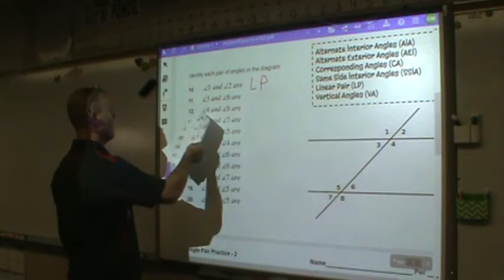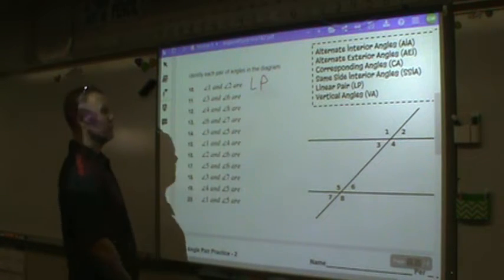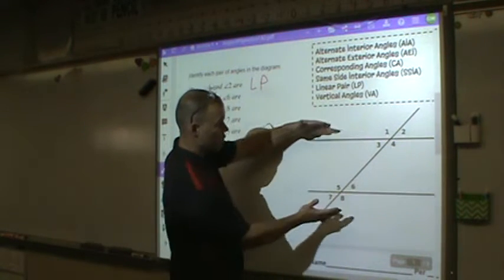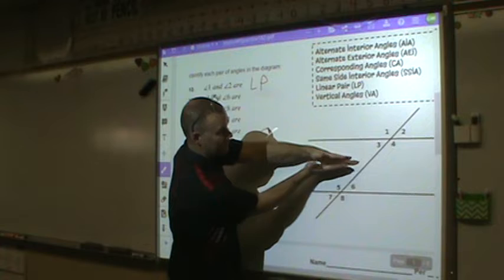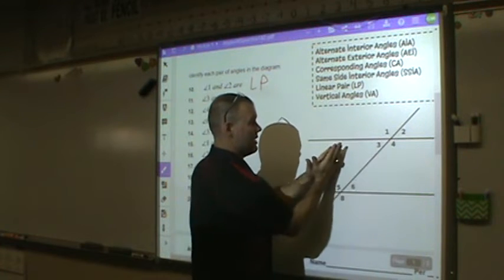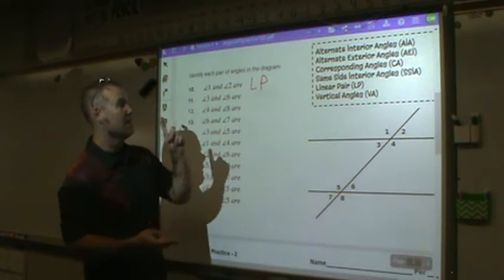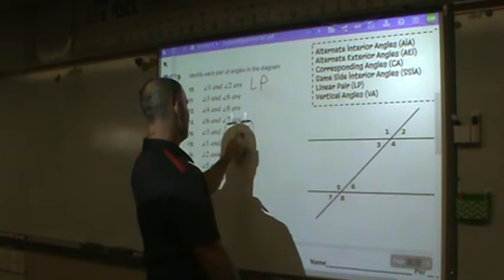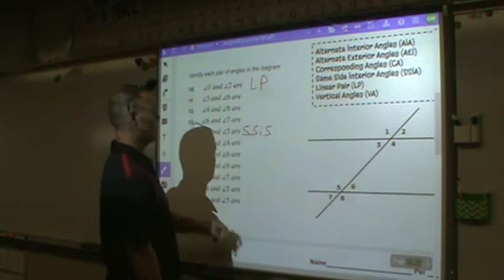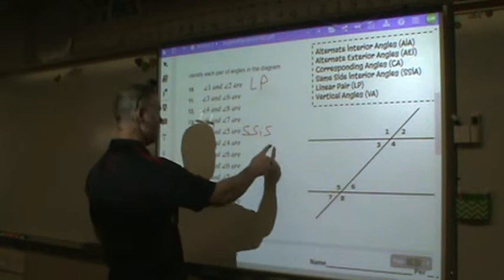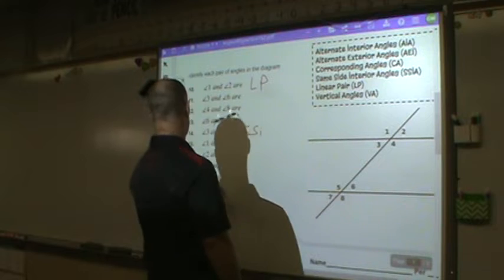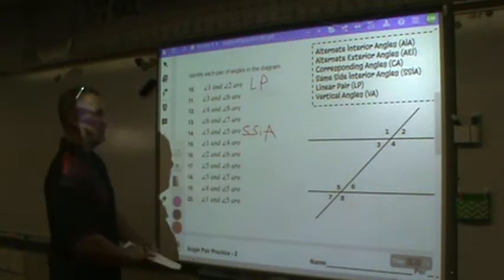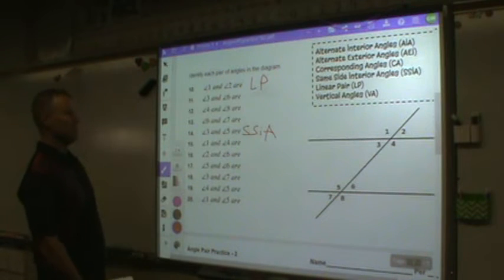There you go. Now I move on to, I'll just pick 3 and 5. So I'm going to identify 3 and 5. What is the relationship between 3 and 5? Well, both of them are inside my parallel lines. Both of them are on the same side of a transversal. Same side interior angles. So for that one, what did we say it was, 3 and 5? SSIA, sorry. Same side interior angles. And I gotta go back, I'm erasing, I need to write: same side interior angles. The process is that easy, all right?